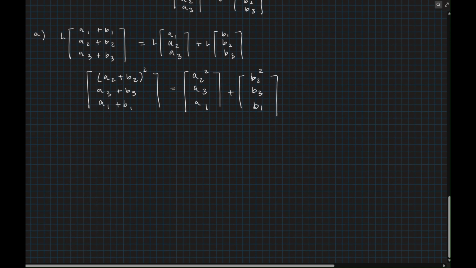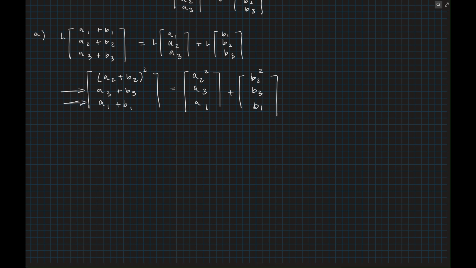You'll notice that for this row and this row, the left-hand side and the right-hand side are equal, right? a3 plus b3 is equal to a3 plus b3. a1 plus b1 is equal to a1 plus b1. But the first row is not equal. (a2 plus b2) squared is not equal to a2 squared plus b2 squared.